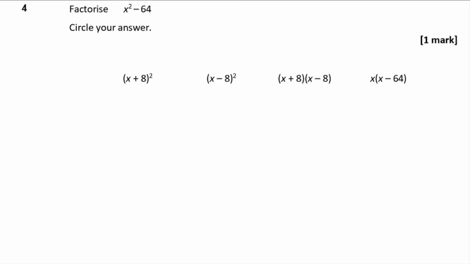Well, this is what we call a difference of two squares, isn't it? I've got x squared, which is a square, and I've got 64, which is a square because 8 squared is 64. So, difference of two squares, factorize into two brackets, x and 8, and 8, one plus and one minus. Okay, so it's up there.